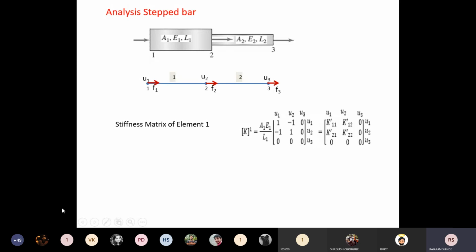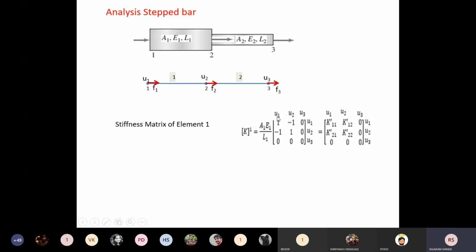How are these total degrees of freedom 3? Here node number 1 is going to displace with displacement U1, node number 2 is displacing with displacement U2, and node number 3 is going to displace with displacement U3. So there are 3 degrees of freedom. Therefore your assembled stiffness matrix is 3 by 3. But while writing that assembled stiffness matrix, you have to write the stiffness matrix for first element. It is 3 by 3. Now how we can write that, I will show you.